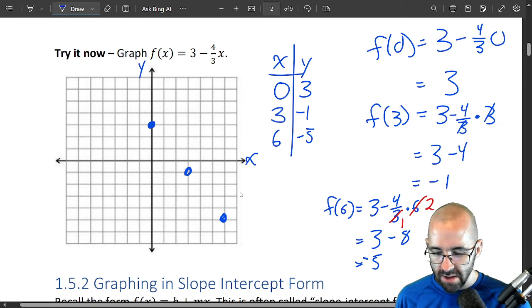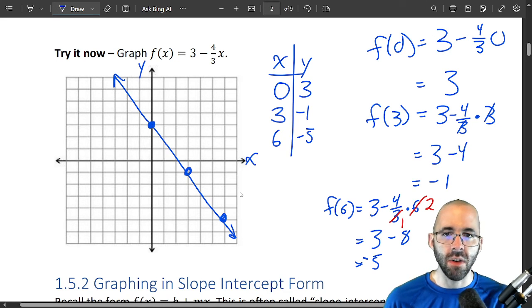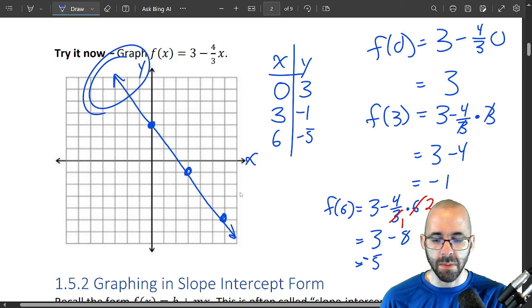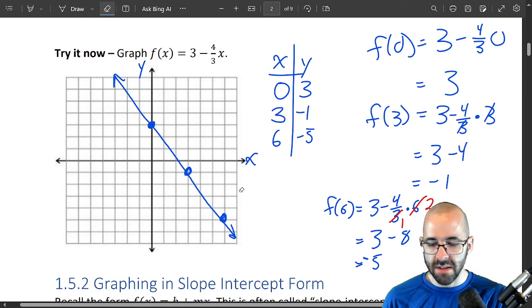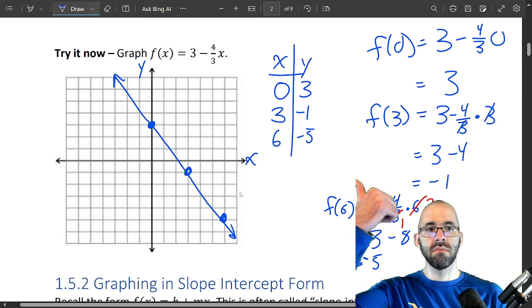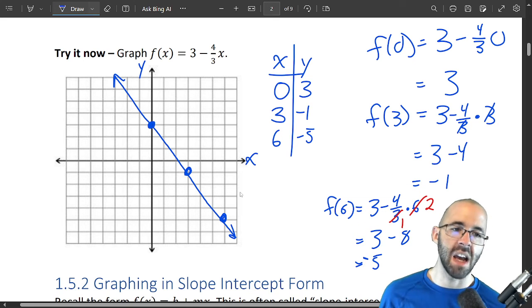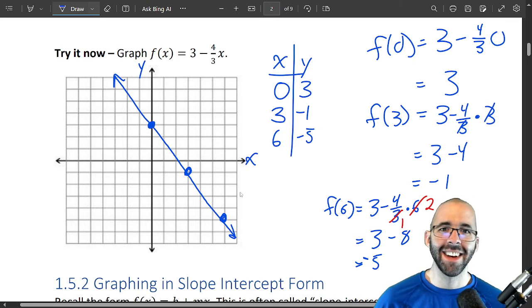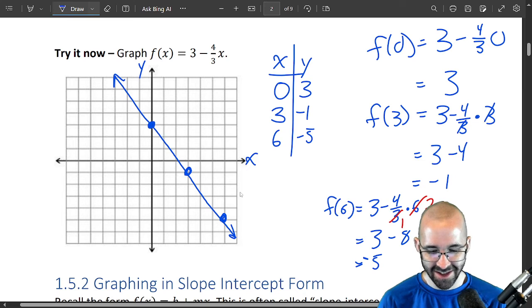Now we just connect the dots with a straight line and make sure that you include these arrows. These arrows are really important. That means that this line goes off to infinity and beyond in both directions.